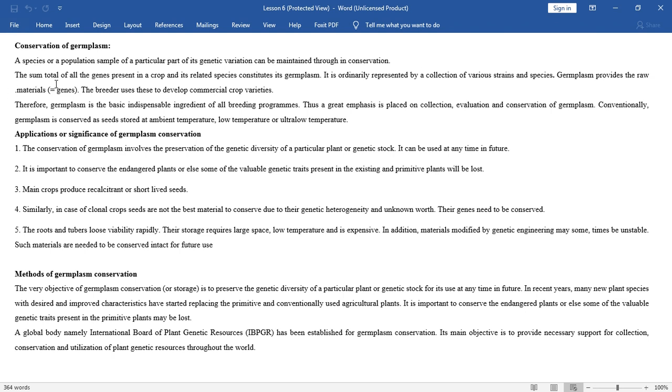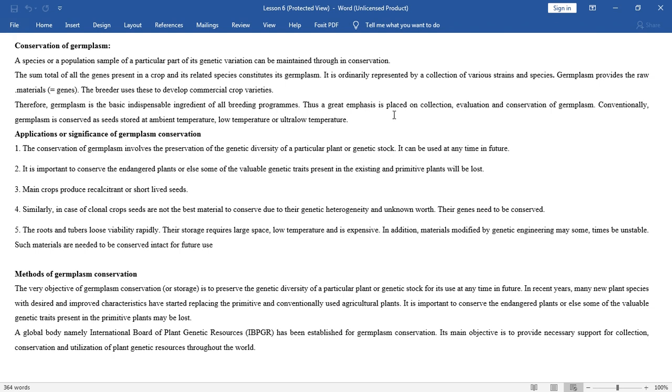The sum total of all genes present in a crop and its various species constitute its germplasm. It is ordinarily represented by a collection of various strains and species. Germplasm provides the raw materials, which are equal to genes. The breeder uses these to develop commercial crop varieties. Therefore, germplasm is the basic indispensable ingredient of all breeding programs.